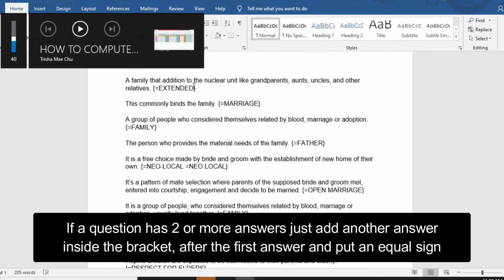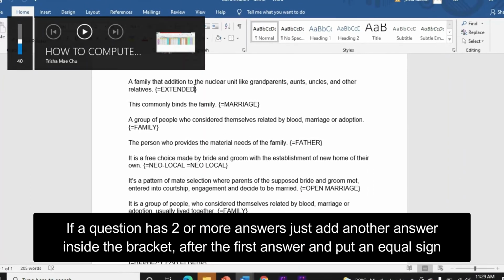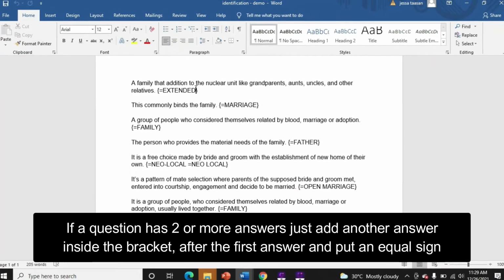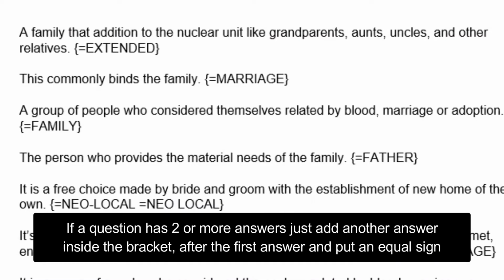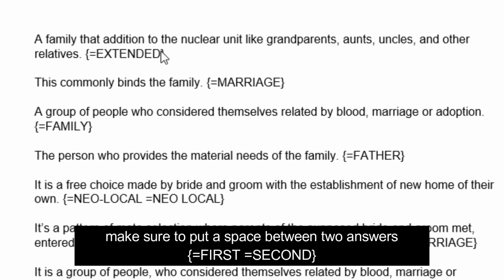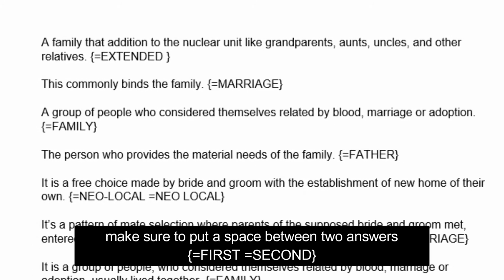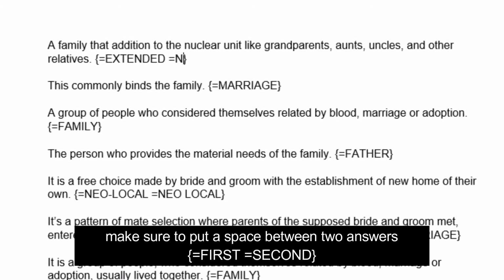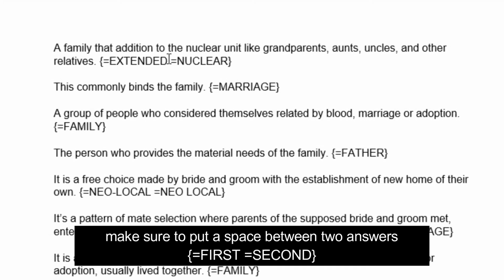So if a question has two or more answers, just add another answer inside the bracket after the first answer and put an equal sign before it. Make sure to put a space between two answers, just like this, first and second. So that's the example.